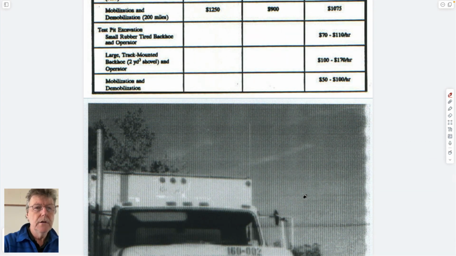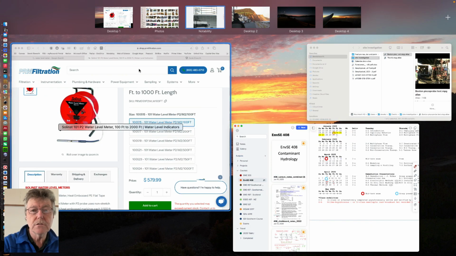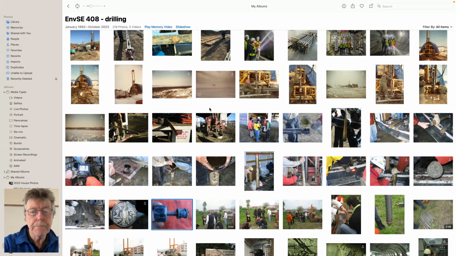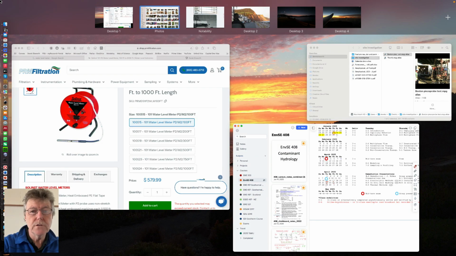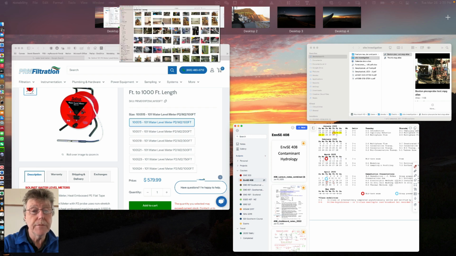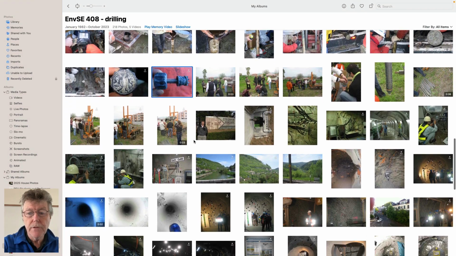So what else do we have? Okay, let's look at some pictures, if we have any. What have we looked at? Actually, this. Actually, there were some straddle packer pictures. Where were they?